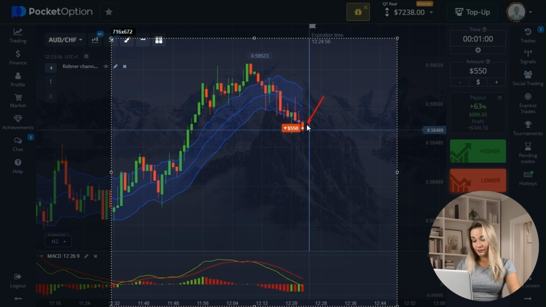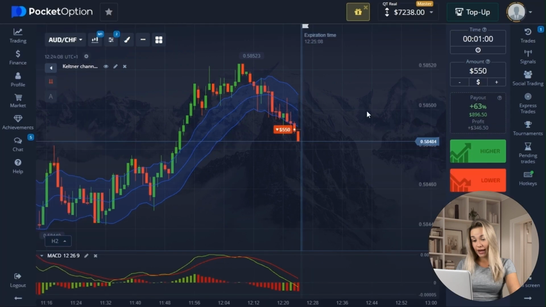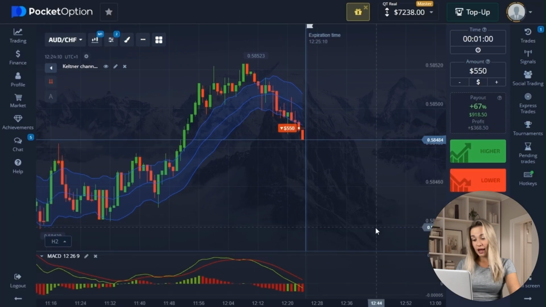And hey, our trusty MACD is back in this move. See this green line? It's doing the tango with the red and they are getting some space between them.